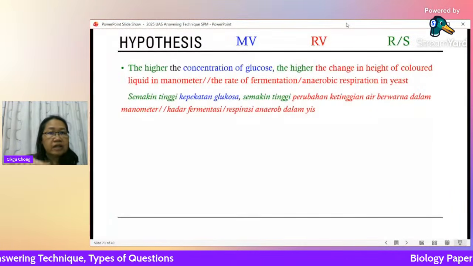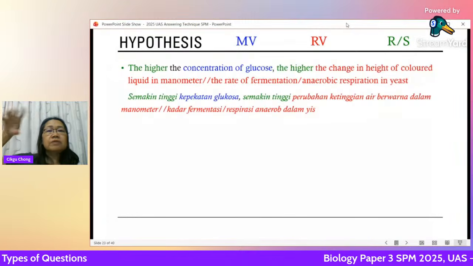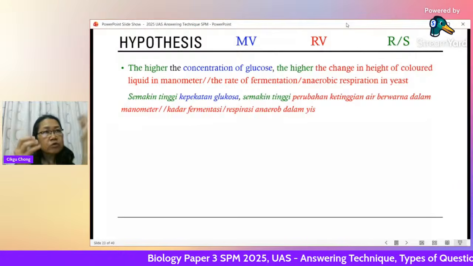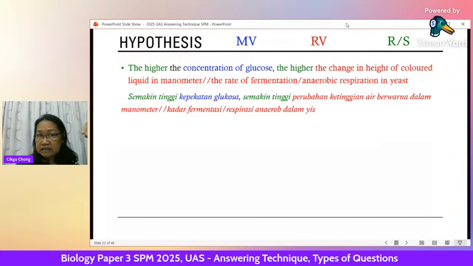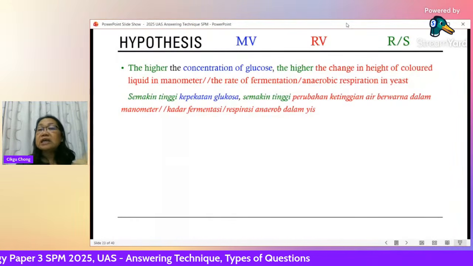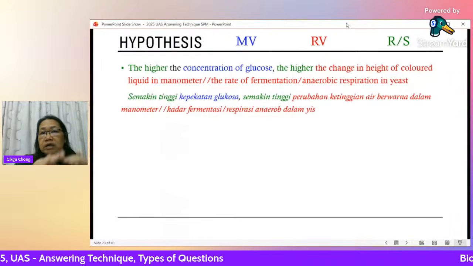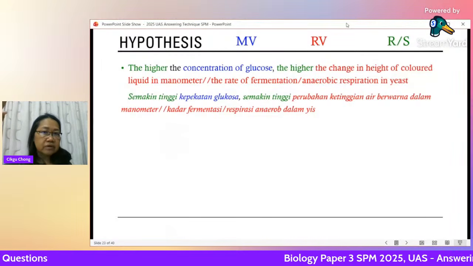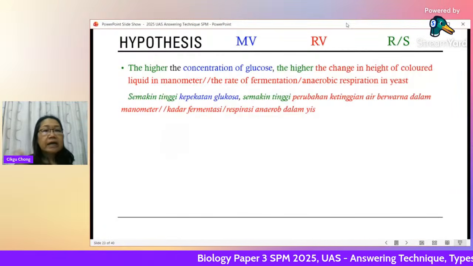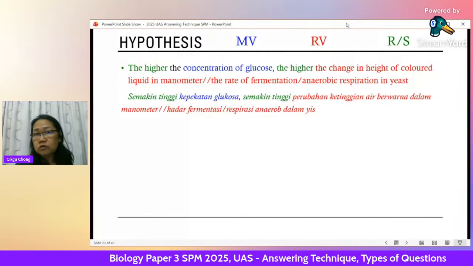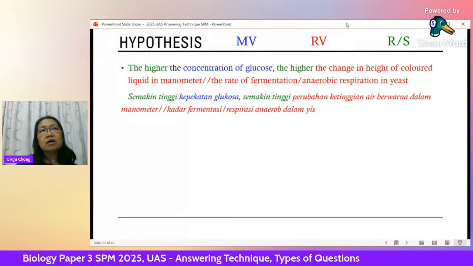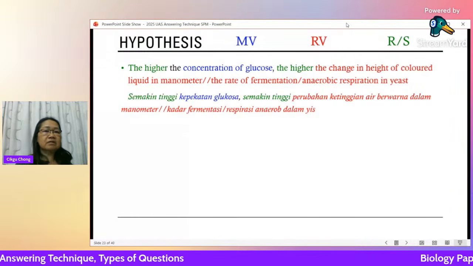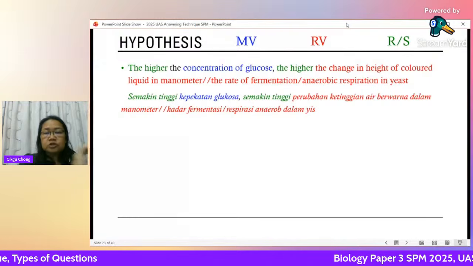This one is when the anaerobic fermentation, the anaerobic respiration, right? The yeast, it will produce the carbon dioxide gas. So it will push the liquid in the manometer, the liquid will rise. So that is what you measure. That is your RV. The higher is your relationship. MV is you change the concentration of glucose. That means first time you do 5%, the second time you put 10%. That is what you do in the experiment.